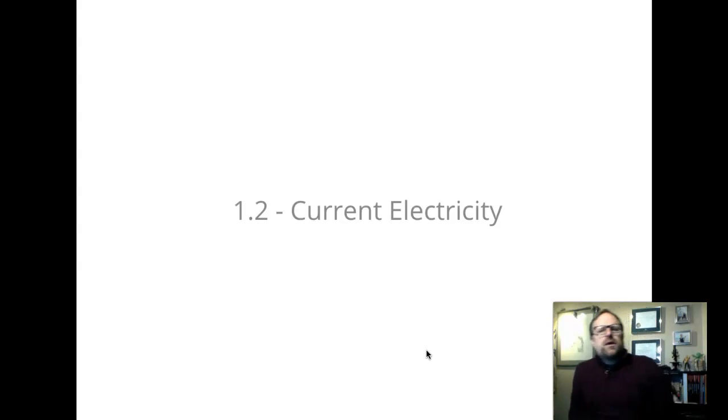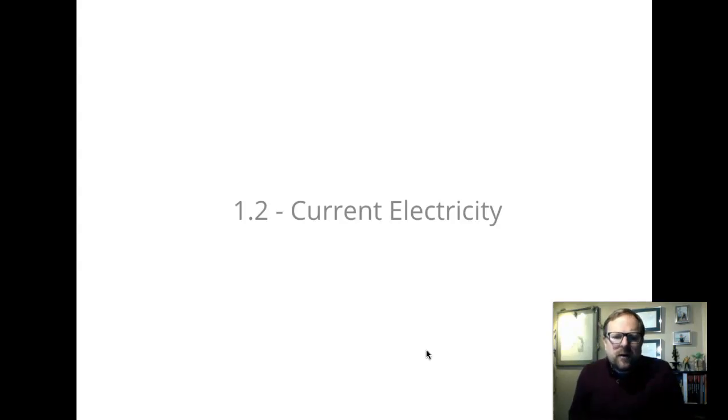So next thing we're moving on to is current electricity. So we've talked about static electricity, which is the buildup of stationary charge on an object, and that stationary charge stays there until it's given the opportunity to jump to another object through electrical discharge. Now we're going to move into the kind of electricity that we encounter most commonly throughout our everyday lives, and that is current electricity.